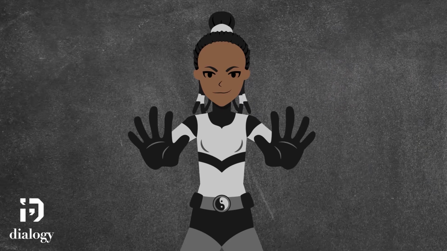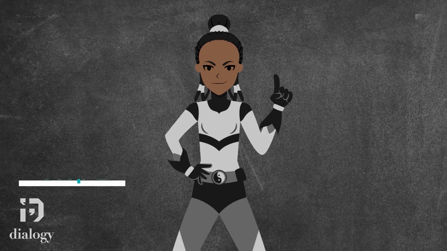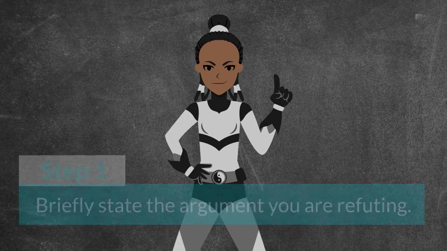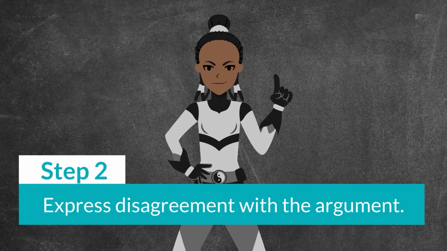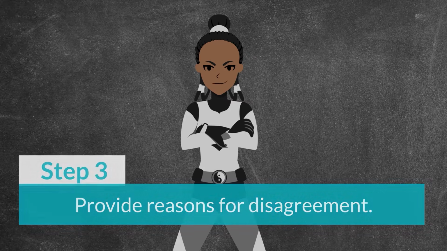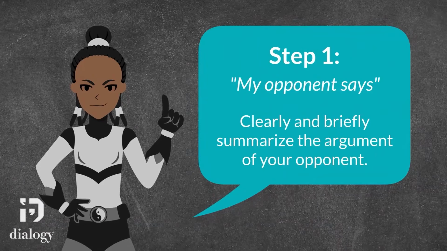Excellent. Then let's get started. Today, I will show you the 4 simple steps of rebuttal. They are: Step 1. Briefly state the argument you are refuting. Step 2. Express disagreement with the argument. Step 3. Provide reasons for disagreement. Step 4. Brief conclusion.